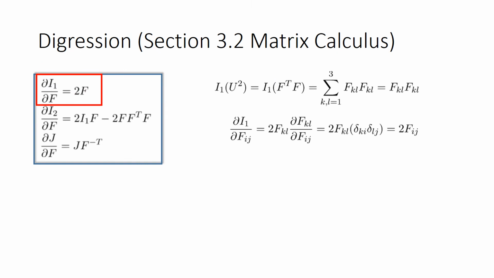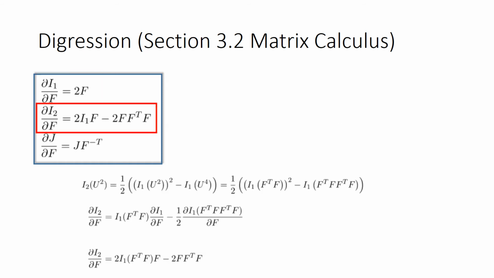Section 3.2 in your online notes provides the details of calculating the derivative of the I1 of U squared with respect to F, and the details of the other derivatives as well. I'm not going to go through the details here. I will leave it to the students who are interested.